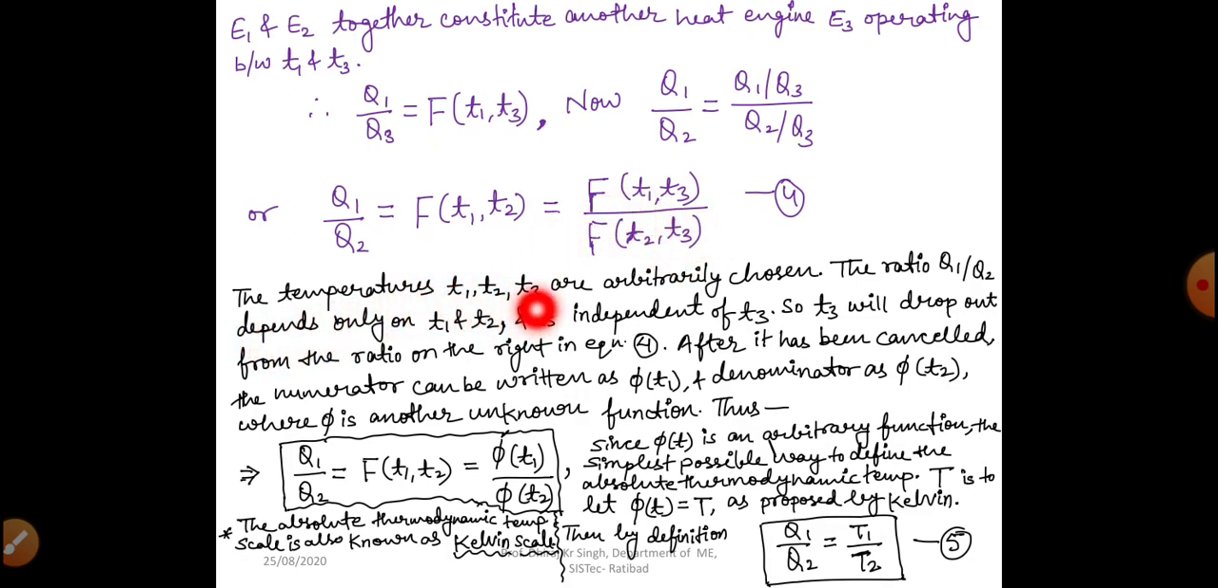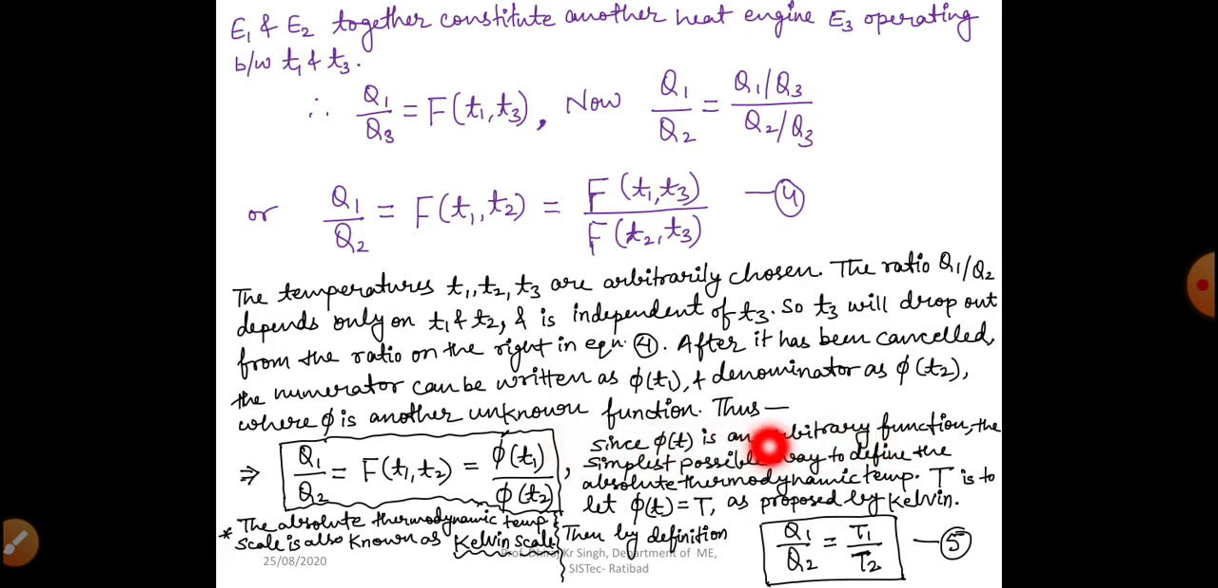The temperatures T1, T2, T3 are arbitrarily chosen. The ratio Q1 by Q2 depends only on T1 and T2 and is independent of T3, right? Because T3 got cancelled out. So T3 will drop out from the ratio on the right hand side in equation number 4, right? And after it has been cancelled, the numerator can be written as phi of T1 and the denominator as phi of T2. We have taken a new function where phi is another unknown function. Thus Q1 by Q2 is a function of T1 by T2 equal to phi of T1 divided by phi of T2.